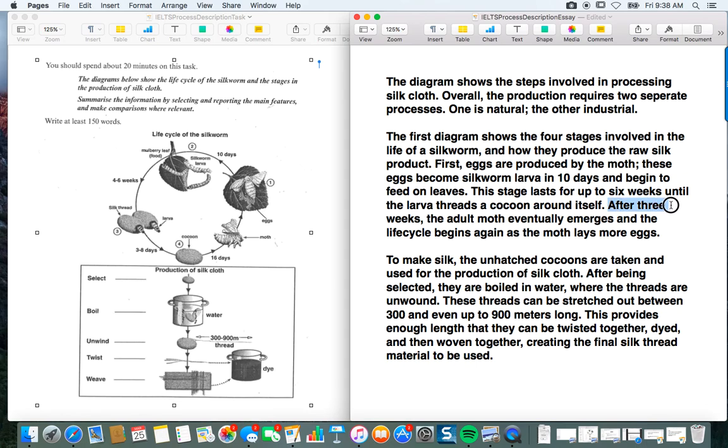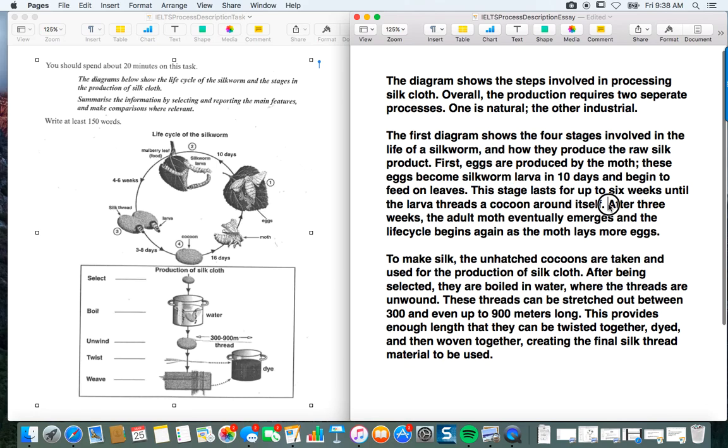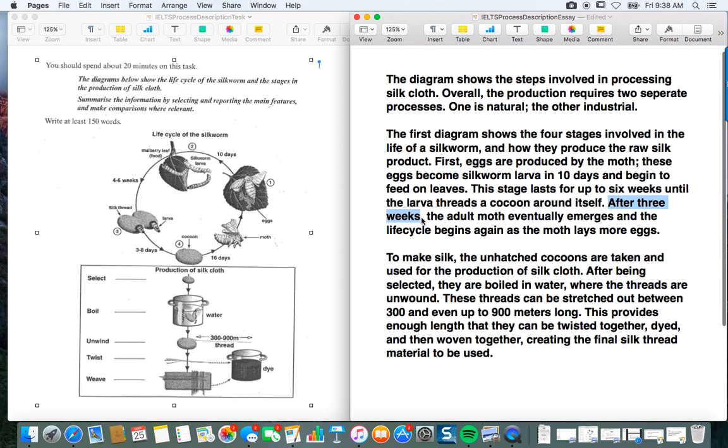So again, my key connectors, after 3 weeks, this stage, it's as important as using these ones, all right, but remember, first, second, third, that's good, but these connecting words are a little bit more important, and a lot of times we don't talk about them in IELTS classes.